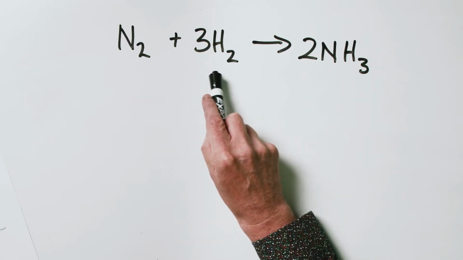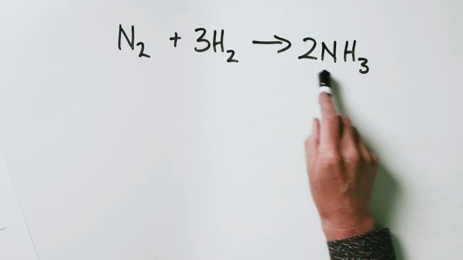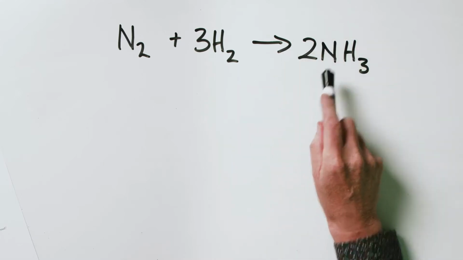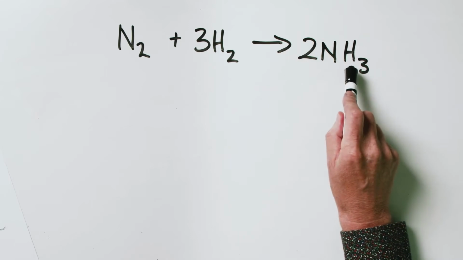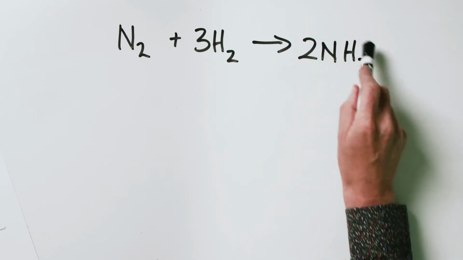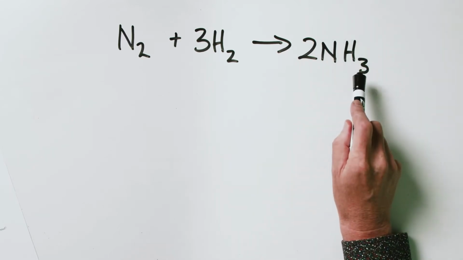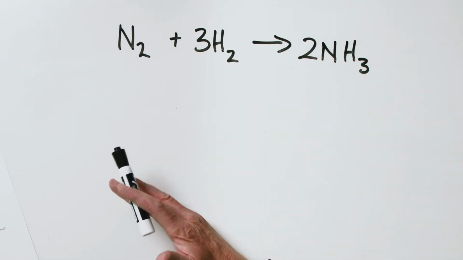That's a total of 6 hydrogen atoms. On the right-hand side, we've got 2 ammonia molecules. That, again, is a total of 6 hydrogen atoms because each ammonia molecule contains 3 hydrogen atoms. Now, what does the balanced chemical equation tell us? It tells us, most importantly, the mole ratio in which reactants react to give products.